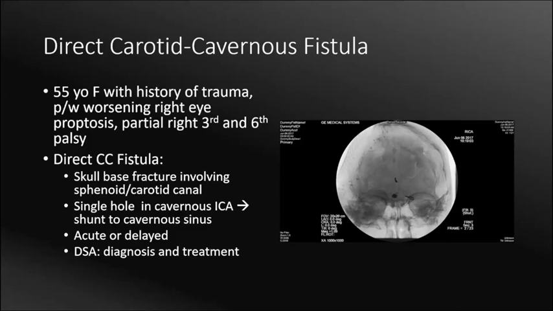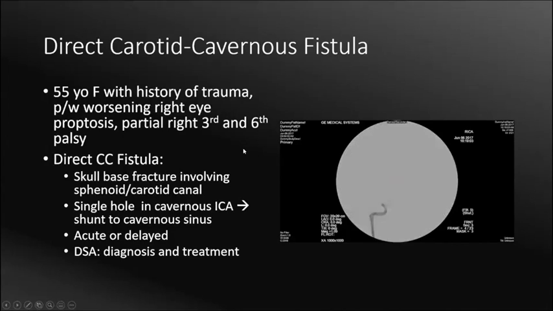ICA injury is also possible in the setting of central skull base fracture. ICA injury can include transection, dissection, pseudoaneurysm formation, or carotid cavernous fistula formation. Here's an example of a 55-year-old female who had remote history of trauma, and she presented with worsening right eye proptosis and partial right third and sixth palsy.